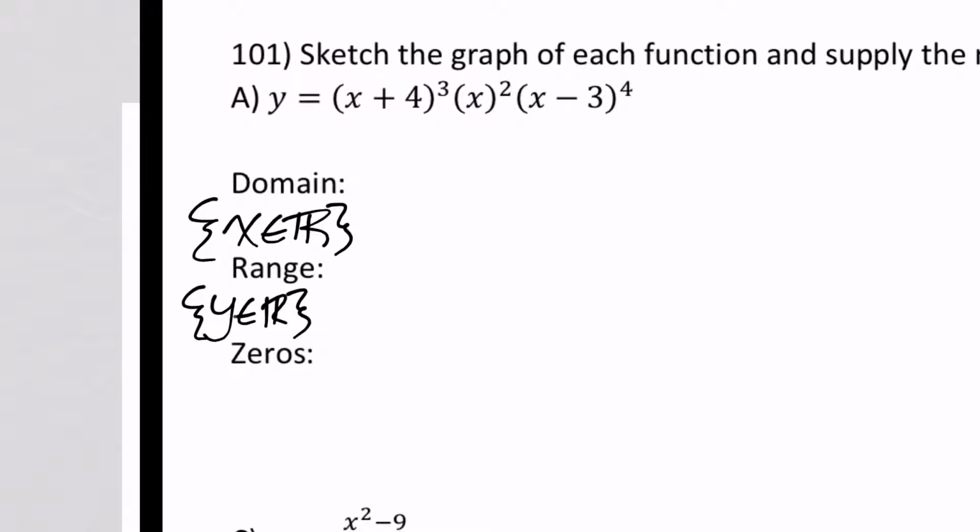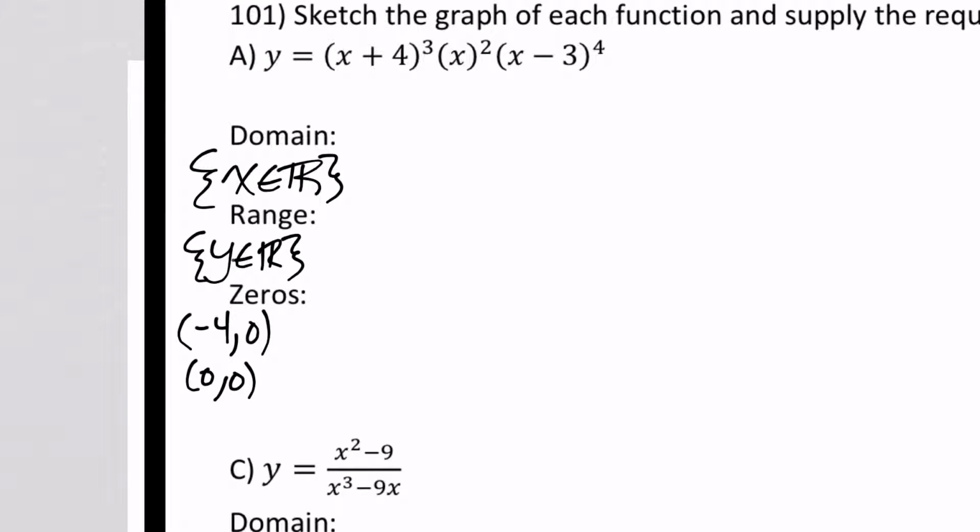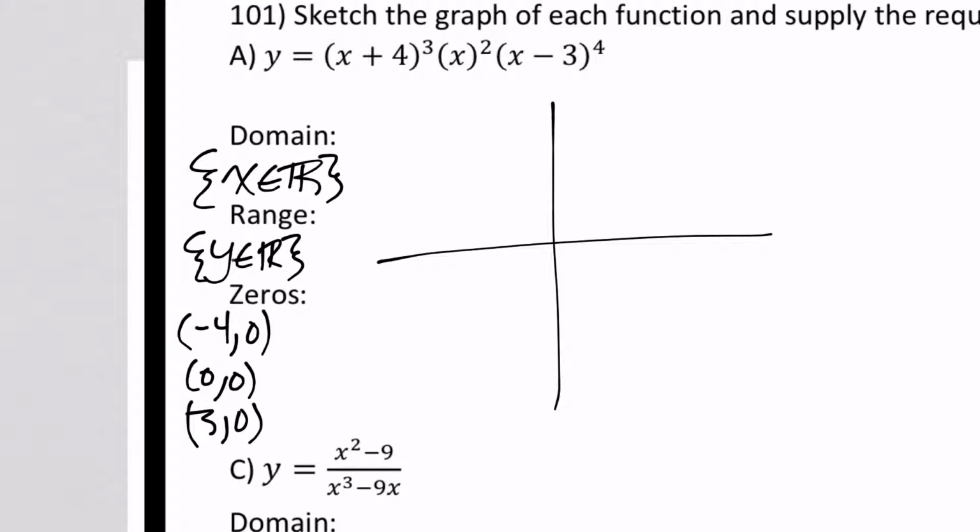Zeros are my x-intercepts, so I'll have an x-intercept at -4, 0 from the first factor, 0, 0 from my second factor, and 3, 0 from my third factor. So notice I have a point at 0, 0, so that is my y-intercept as well. So let's sketch this thing now. Sketch all those pieces in.